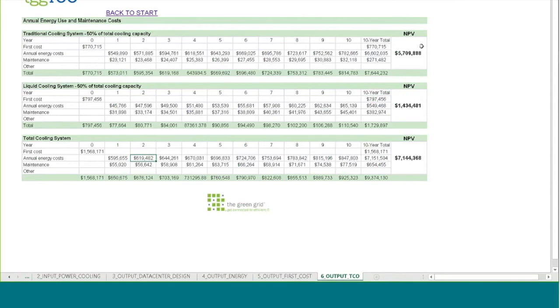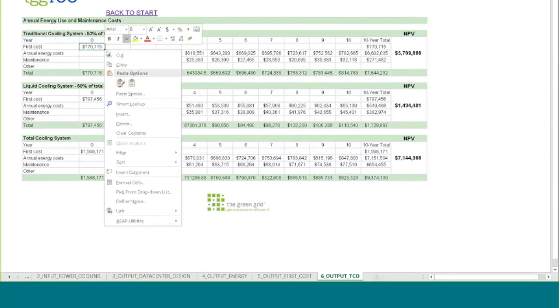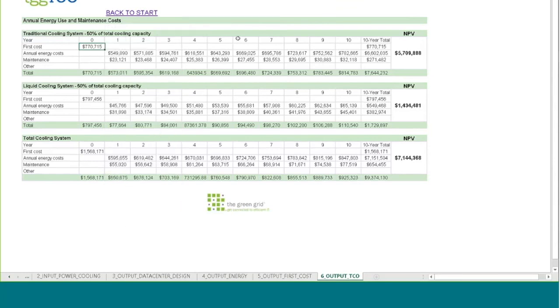This is about a real straightforward analysis where we have a first cost, we have annual energy costs and maintenance costs, and then escalating each year by that escalation factor we saw early on, and then the final value, which is lower, is better.